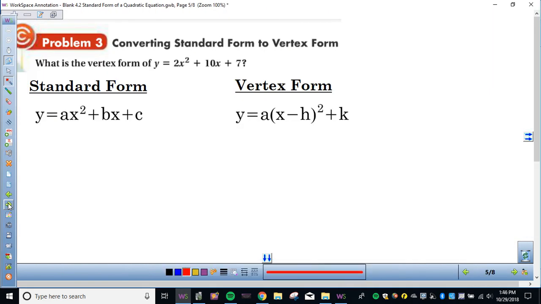We're going to go from standard to vertex form now. Standard form is ax squared plus bx plus c. A, b, and c have to be integers. What's that mean? What's an integer? Whole number, no decimals or fractions. Negatives, 0 or positive numbers, no decimals or fractions. So a, b, and c have to be integers.